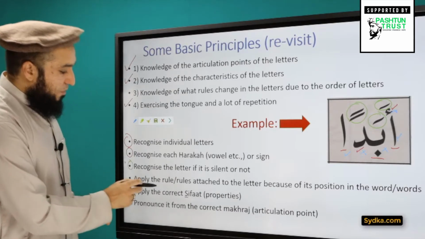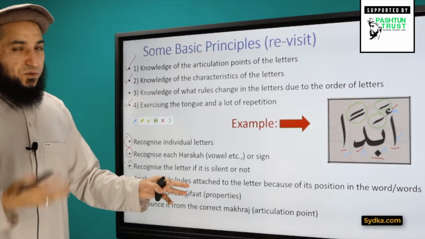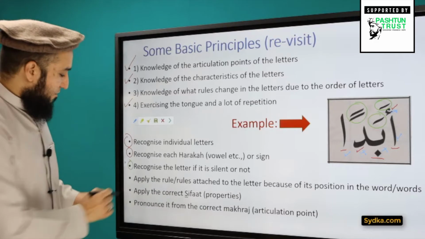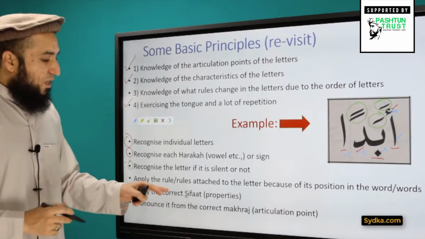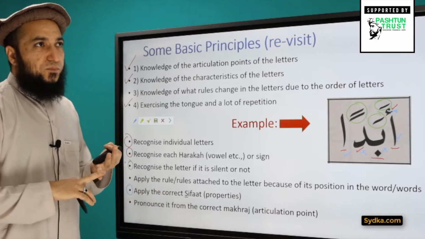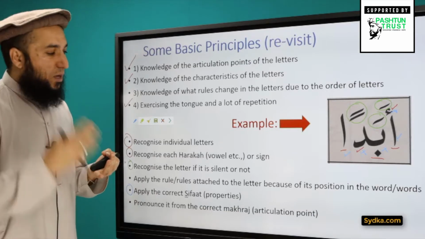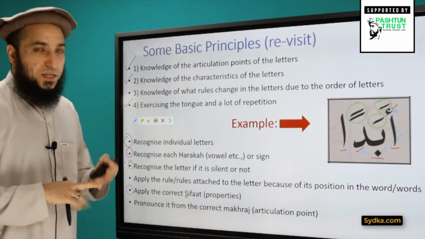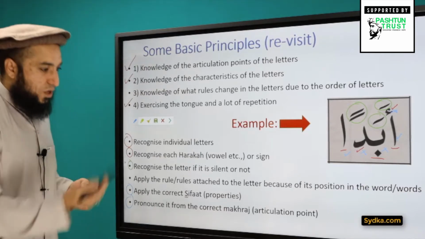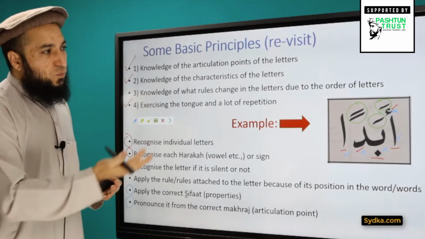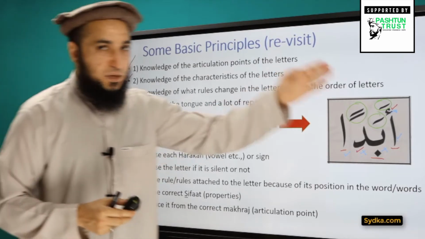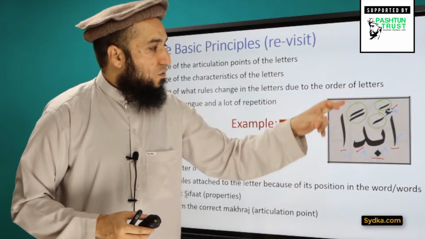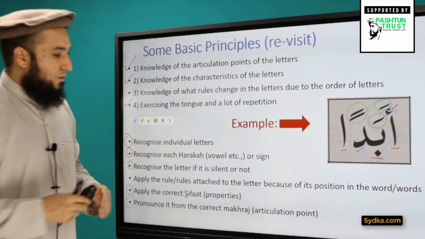And the next one is we apply the rules that attach to individual letters. We will study that in advanced level. Then apply the correct sifat. We have studied only a few of them, one of them would be if the letter is heavy or light. The rest we will study in advanced level. The next one is pronouncing each letter from its correct makhraj, articulation point. And the other one we can add is we count how many syllables are there. For example, here is a, one, ba, two, and so on. So there are 3 syllables in this word.